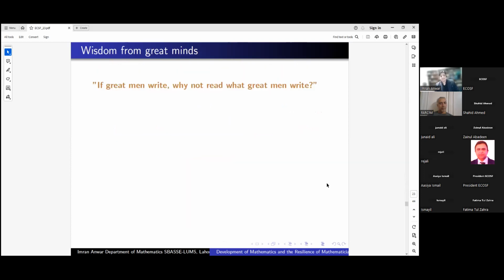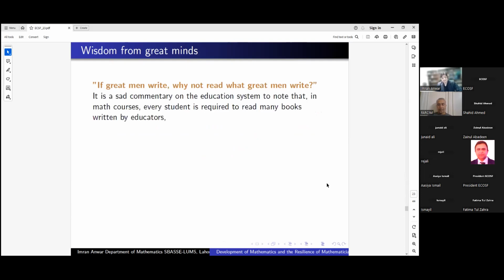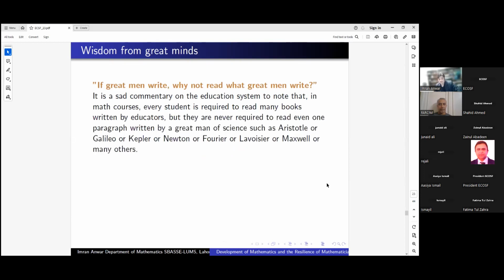And wisdom from great men. This is the important point. If great men write, why not read what great men write? It is a sad commentary on our education system to note that in math courses, every student is required to read many books by educators, but they are never required to read even a paragraph by a great scientist, such as the greatest men of science like Aristotle, Galileo, Kepler, Newton, Fourier, Lavoisier in chemistry, and Maxwell in physics, as well as mathematics, you can say.